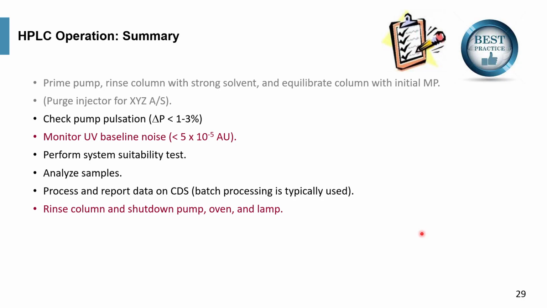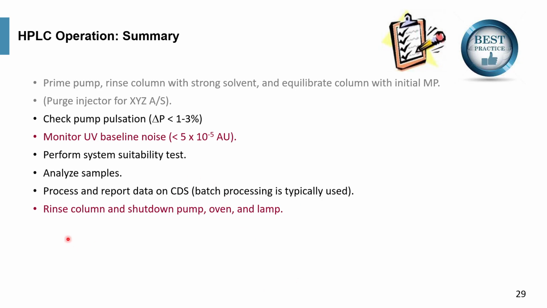So here's my summary, HPLC operation. Some of the legacy pumps require wet priming and dry priming. Make sure pump pulsation is good, particularly on the Waters Alliance, making sure that there's no bubble trapped in the inlet check valve. Make sure the baseline is stable, definitely less than 5 times 10 to the minus fifth AU. Perform system suitability, analyze all the samples in the whole sequence, process it usually the next day over, and report the data on the CDS.